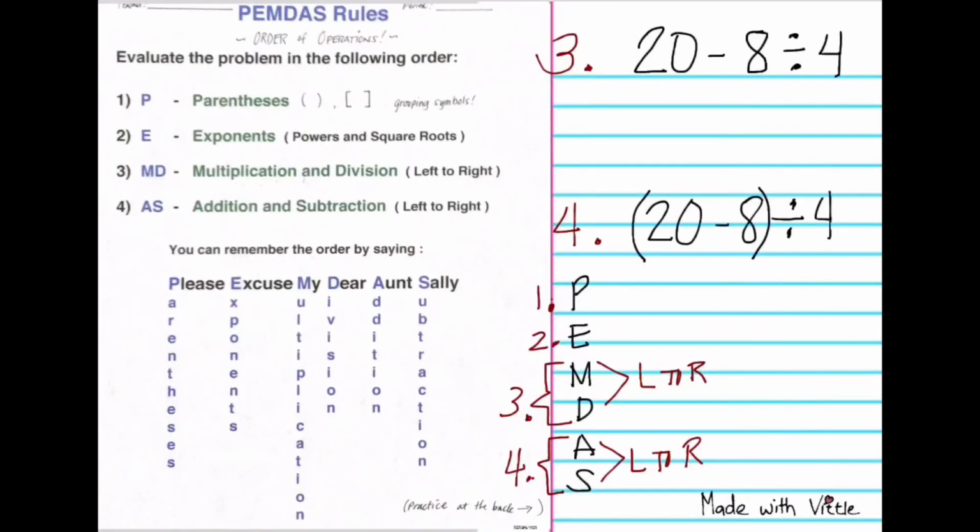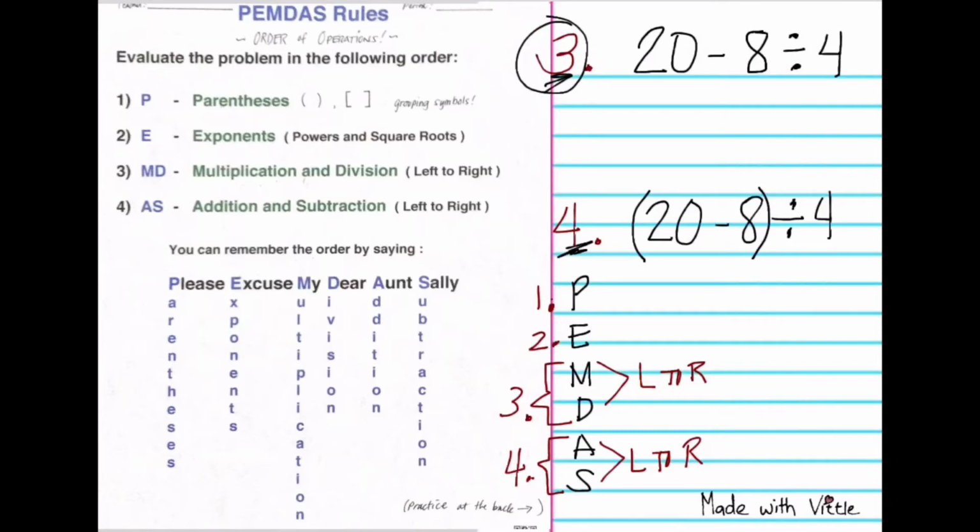Now let's look at another example, which is item number 3. It says 20 minus 8 divided by 4. I also have another example here, which is item number 4. 20 minus 8 inside the parenthesis, then divided by 4. Will these two items have the same answers? We will find out. Let's go ahead and do the first one, which is item number 3.